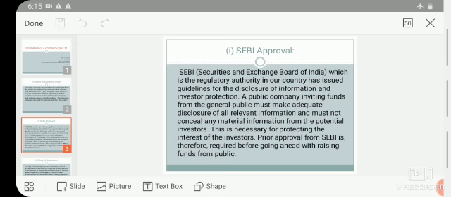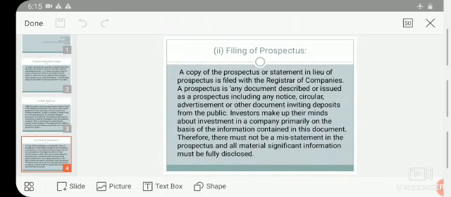Next, the second one, filing of a prospectus. Prospectus means an invitation made by the public company to the public for subscribing shares and debentures of the company. A copy of the prospectus of a public company should be filed with the registrar of companies.